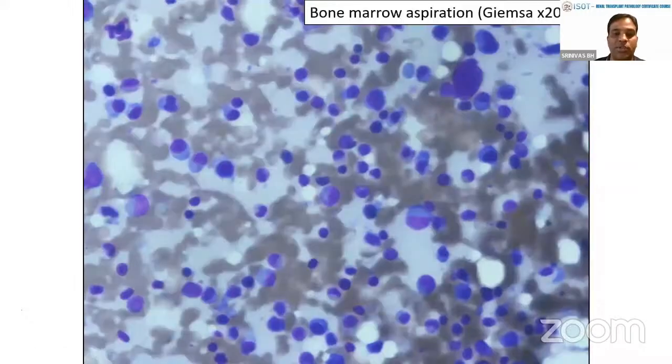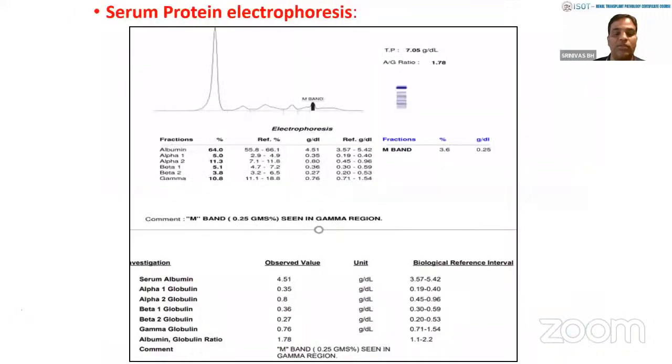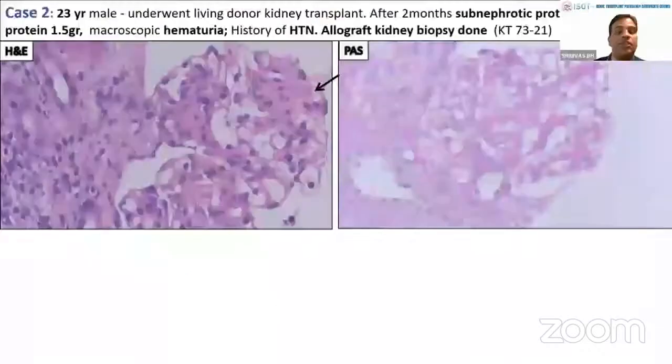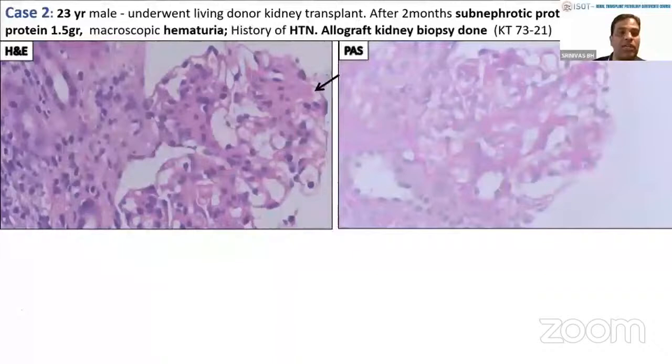It showed around 40% plasma cells. Electrophoresis showed an M band in the gamma region, and immunofixation also showed an M band in the gamma region, as well as a very high lambda to kappa ratio. So that confirmed light chain cast nephropathy in the kidney transplant. That is case number one: the cause of post-transplant proteinuria is light chain cast nephropathy.